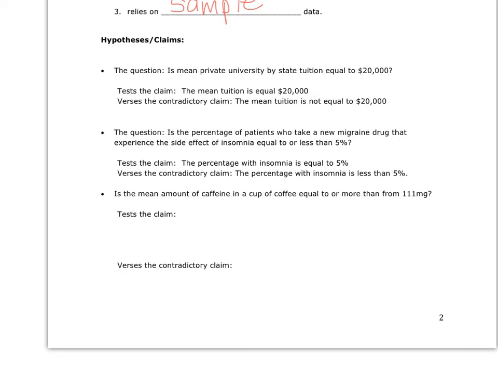If we look at the next example, the question is, is the percentage of patients who take a new migraine drug that experience the side effect of insomnia equal to or less than 5%? So we have one claim that the percentage with insomnia is equal to 5%, and a contradictory claim that the percentage with insomnia is less than 5%. So we go from that question to two different claims.